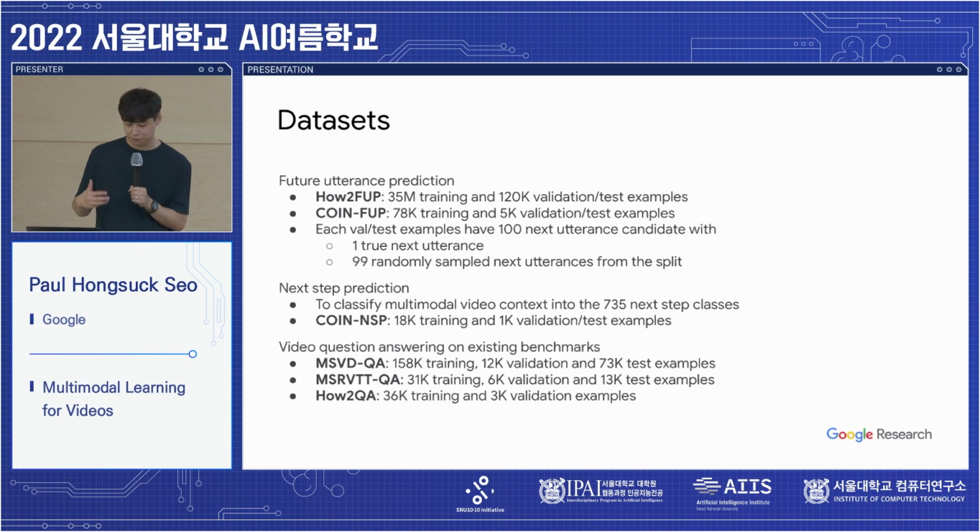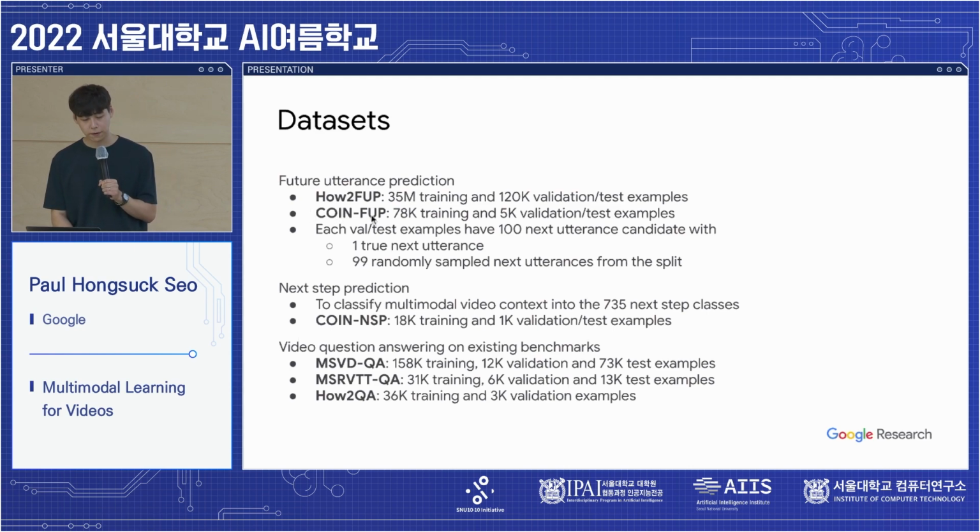We built different datasets. As I said, we proposed the future tense prediction task, and the dataset that we built is HowToFOP. This dataset is built from the HowTo100M dataset, so it's at a large scale. It contains 35 million training examples and 120K validation and test examples.